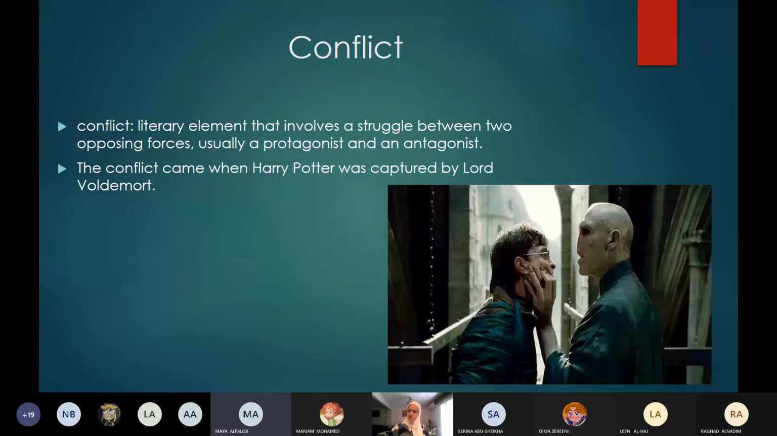Miss, can I answer? Yes, please. Between Voldemort and Harry? Yes, this is the conflict, but who is the protagonist and who is the antagonist? Serena, say the antagonist. The antagonist is like the character in the story who's like... I don't know how to explain. Like here in this picture, Harry or Voldemort? Voldemort. The Lord Voldemort. Antagonist is the person who opposes the protagonist. So Maya, who is the protagonist here? Harry. An antagonist is from the word anti. Anti is opposing. Should the antagonist always be evil? No.